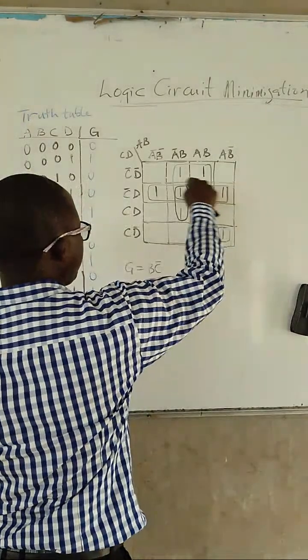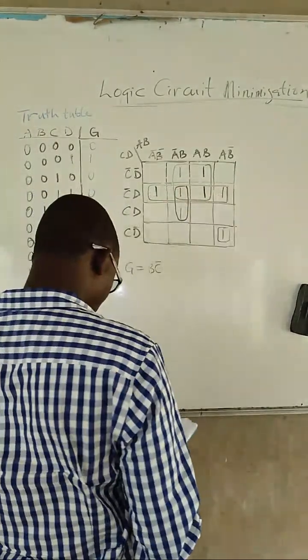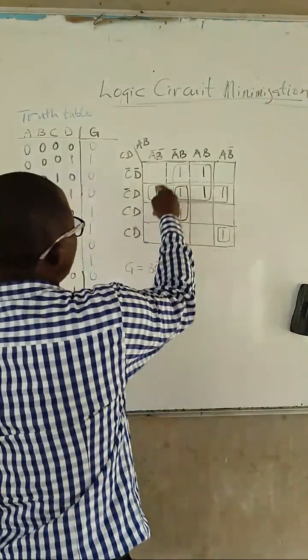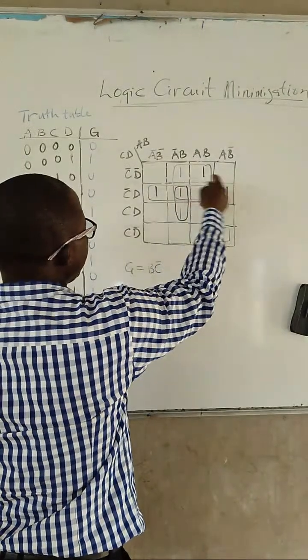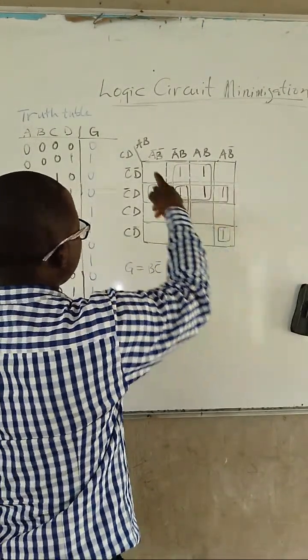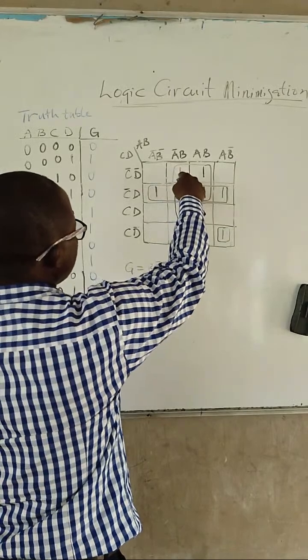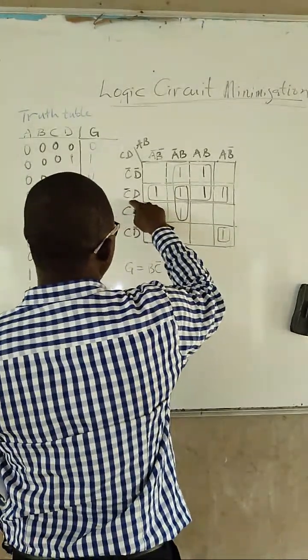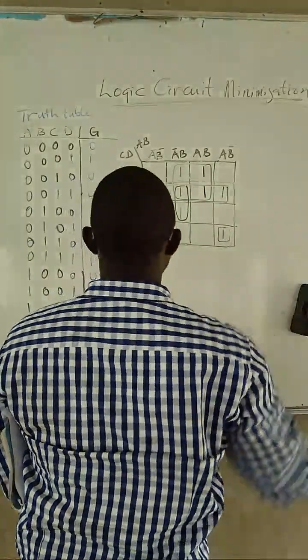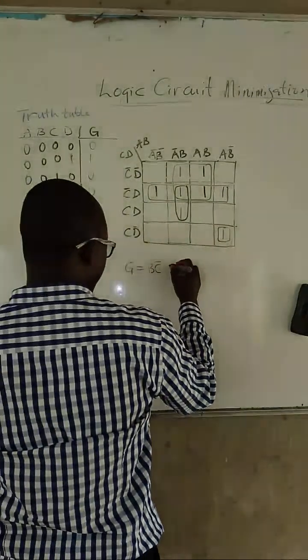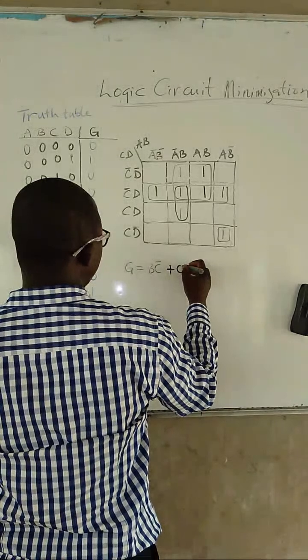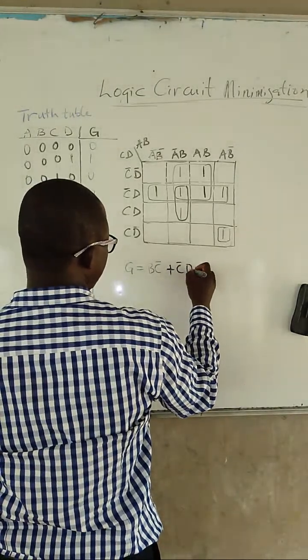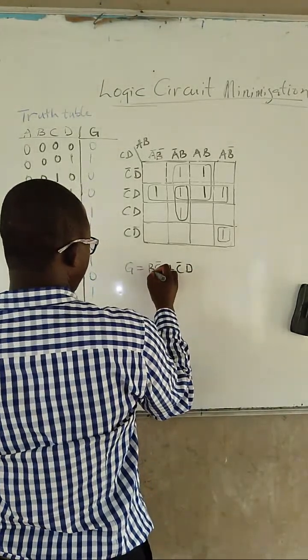In this particular 4, from here to here to here to here, A bar keeps on changing, but something remains constant. C bar D remains constant along the row. So you can write C bar D.